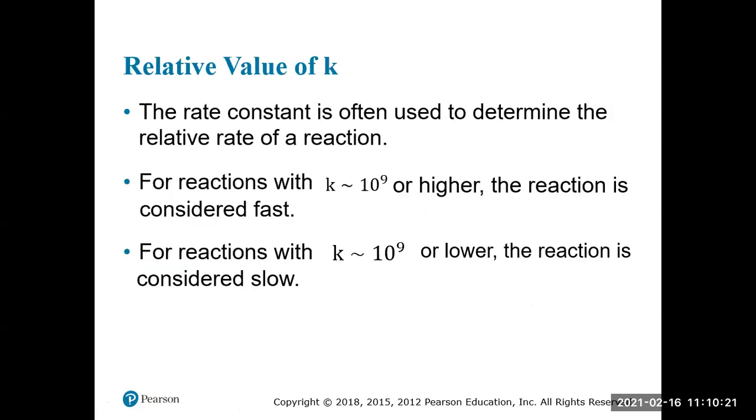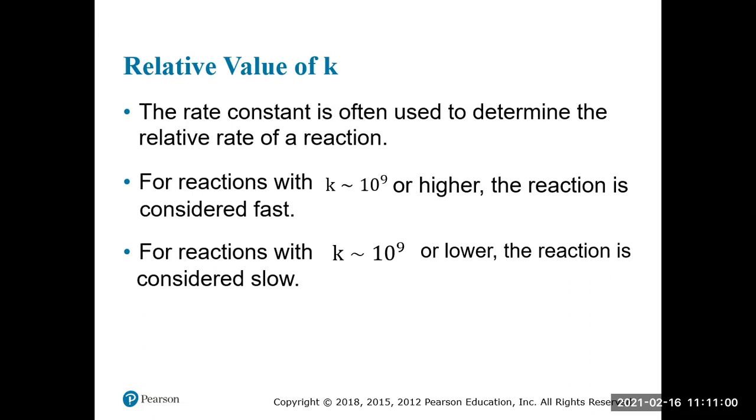When we talk about the rate constant, there's a rule of thumb that if you have a rate constant that's 10 to the 9th or larger, then usually that's considered to be a fast reaction. If it's 10 to the 9th or lower, then it's considered slow. Why would it be important to have a ballpark idea of whether the reaction is fast or slow? Well, if you have a slow reaction, you probably want to do something to speed it up because you don't want to sit around all day trying to get the reaction to go.